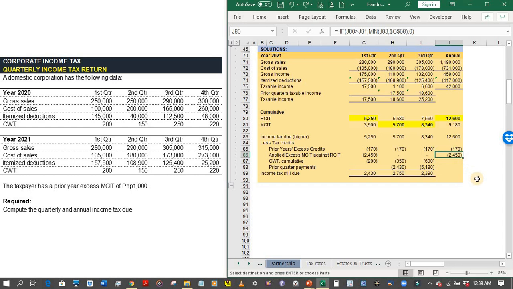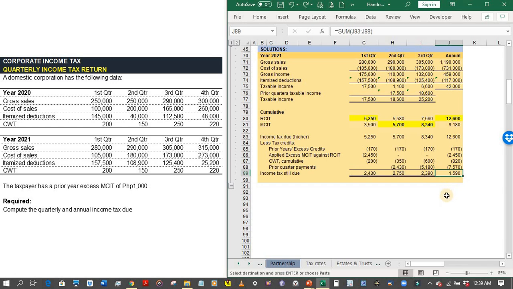Then our CWT has a total for the year of 820 pesos, and that is the total CWTs of 200, 150, 250, and 220 pesos. Then the tax payments during the first 3 quarters has now a total of 7,570 pesos, and this is the total of 2,430, 2,750, and 2,390 pesos. So it means that the remaining amount still payable at the end of the year is 1,590 pesos. And this is due on April 15, 2022.